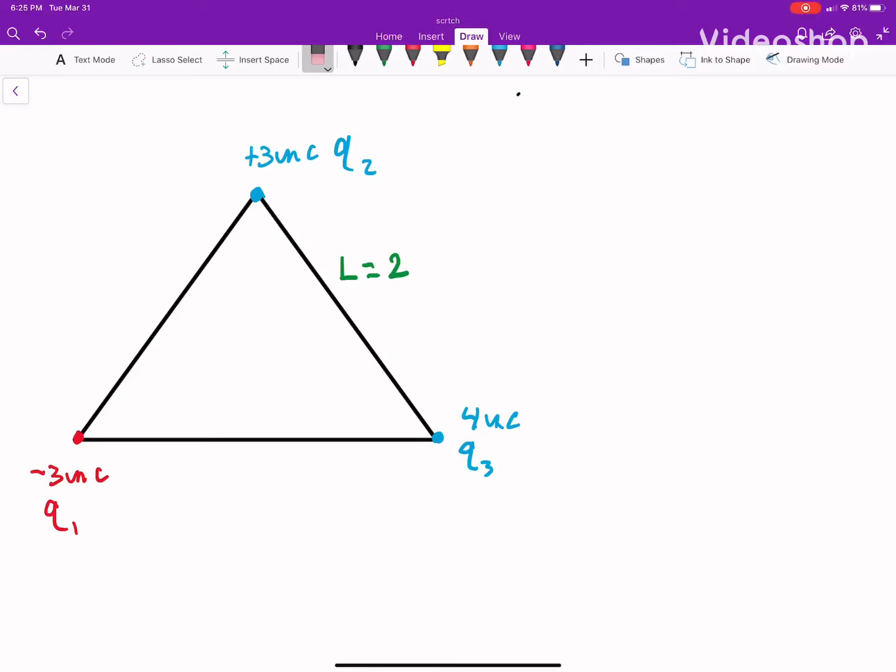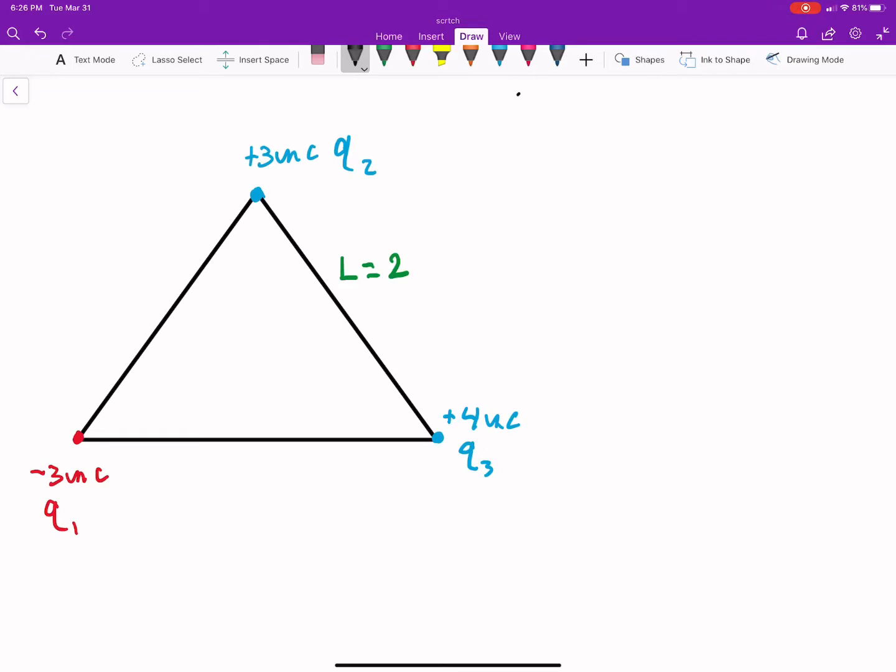Okay, so physics 2 problem here. I'm going to just kind of set up the problem with what you would know, like what's given in the question. So you have these 3 charges, Q1, which is minus 3 microcoulombs, Q2, which is plus 3 microcoulombs, and Q3, which is plus 4 microcoulombs. And they're placed on the vertices of an equilateral triangle.